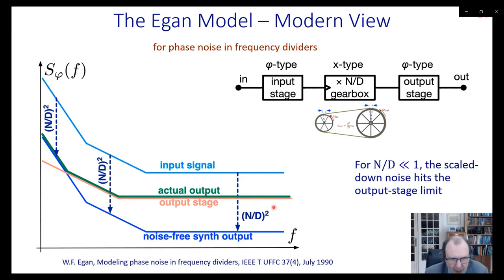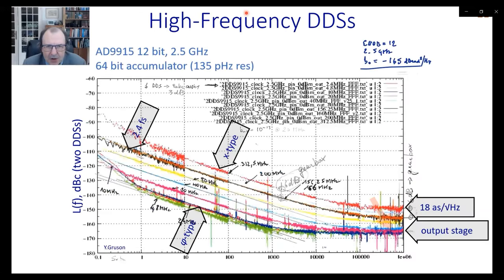pink line, and when the divided down noise hits the pink line, the actual output is given by the output stage. And this is the reference article for this kind of reasoning. We observe these concepts in real components. So this is a DDS, a direct digital synthesizer. This is a modern component, 12-bit digital to analog, 2.5 gigahertz clock, and so on.